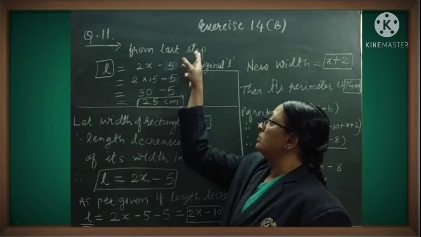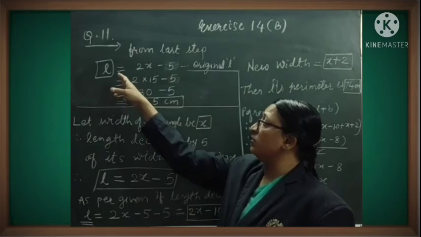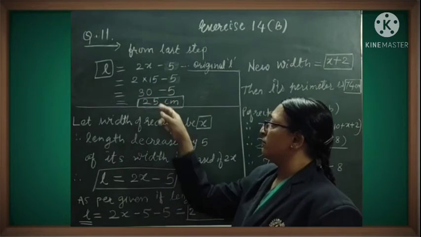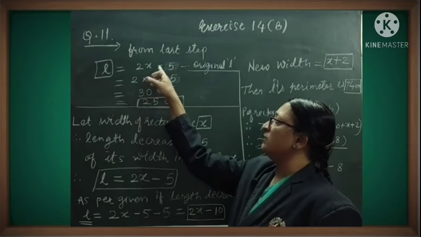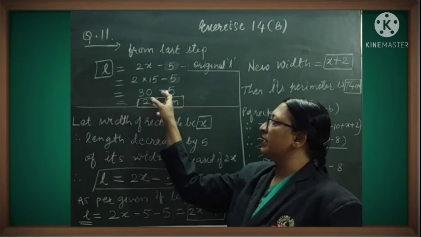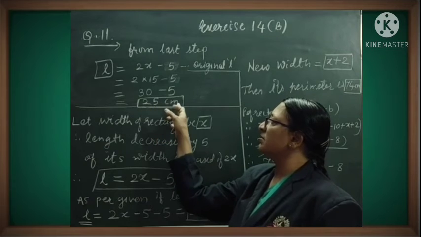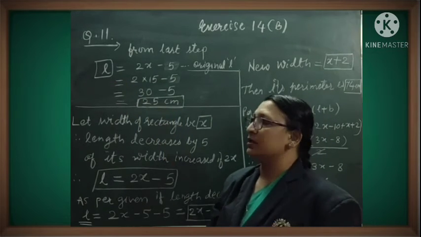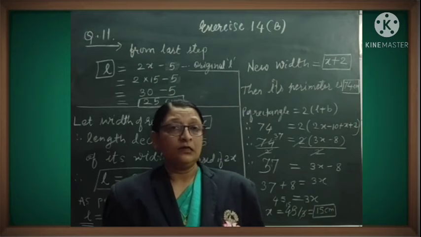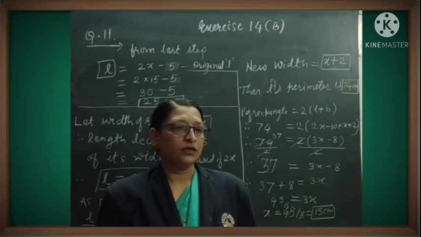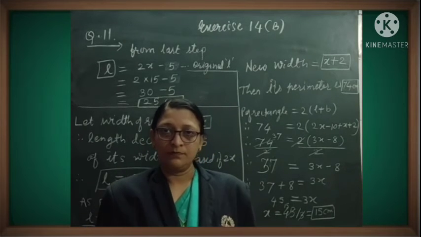So from the width we can calculate the length, which is 2x minus 5. 2 into 15, the value of x, minus 5. 15 2s are 30, minus 5 equals 25 centimeters. So here the length of the rectangle is 25 centimeters. So dear students, the length of the rectangle is 25 centimeters and the width is 15 centimeters.